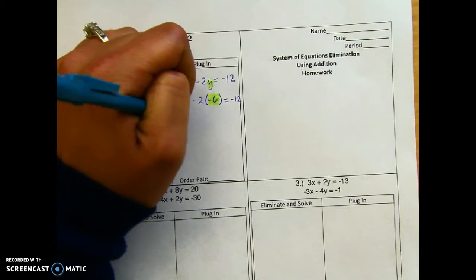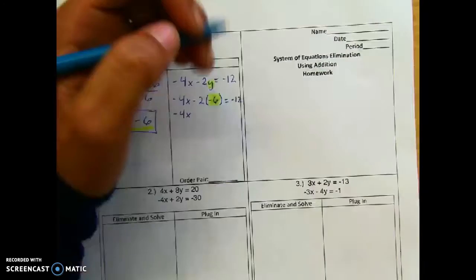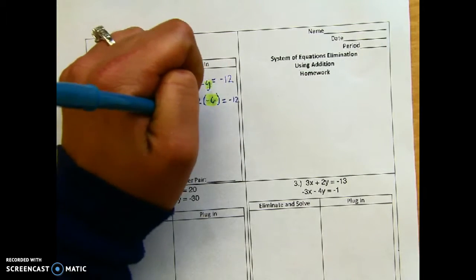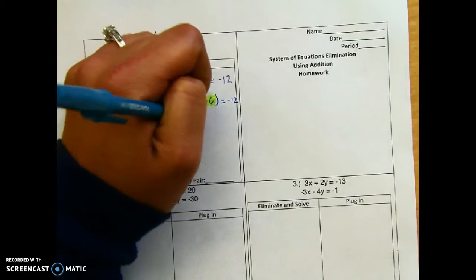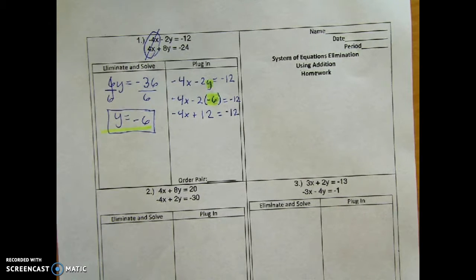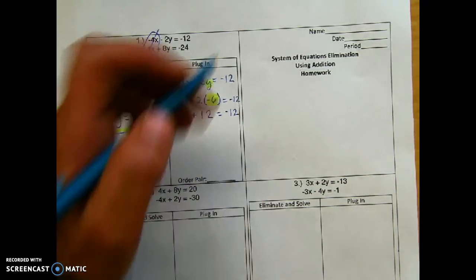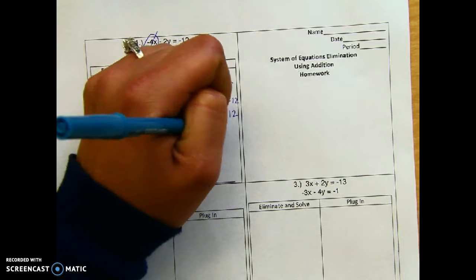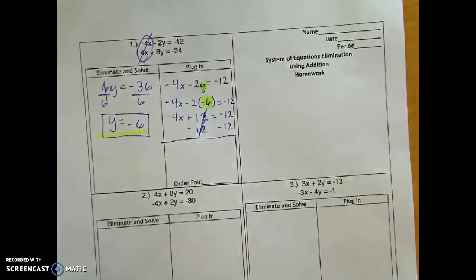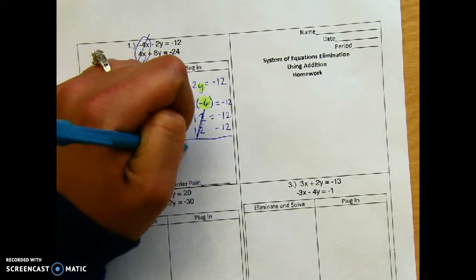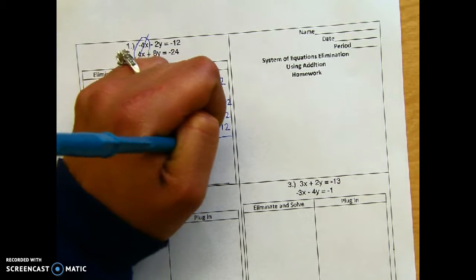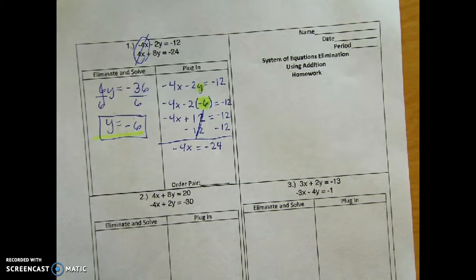I'm going to bring down the -4x because I'm not using it. -2 times -6 is going to give me positive. Negative times negative. 2 times 6 is 12. Equals -12. This is a two-step equation right here. I'm going to do the inverse operation on each side, which is -12. That gives me the zero pair to cross out here now. Bring down -4x and -12 plus -12. We're adding negatives together again, and I'm going to get -24.